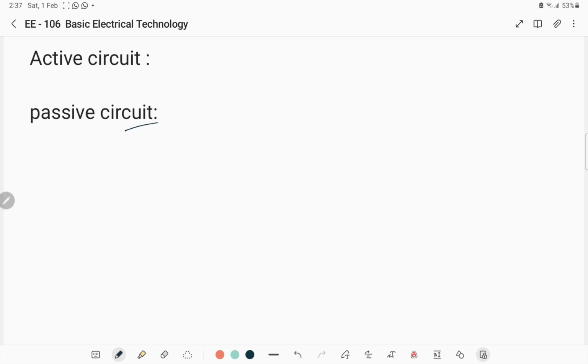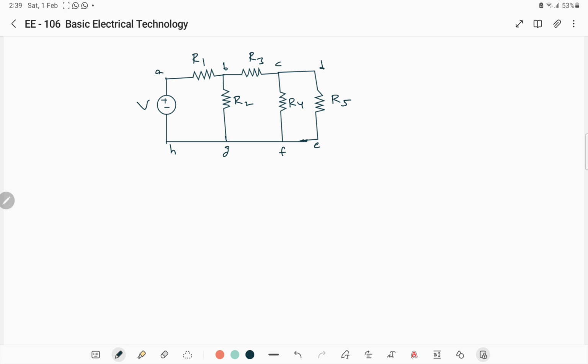Okay. Active circuit, at least one element should be active. One element should be active means in our course, source, either voltage source, battery, or a current source must be present in order to call the circuit as active. Okay. Let's look at this circuit.